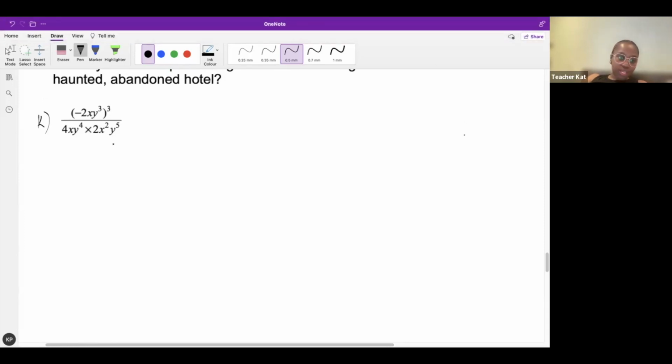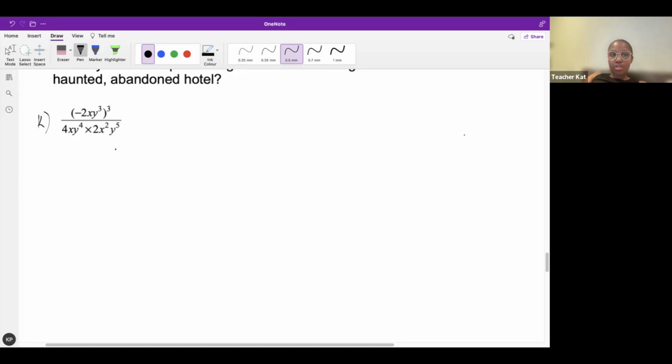Okay, let's get going. Now, brackets. We have a set of brackets, but is there anything inside the brackets that we can simplify? No, there's nothing we can do inside, right? So let's move on to exponents.